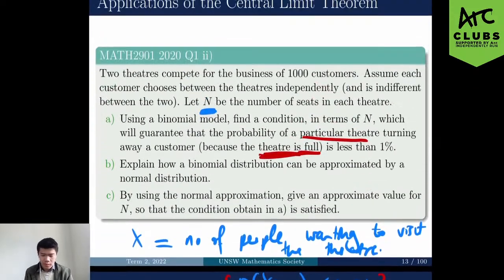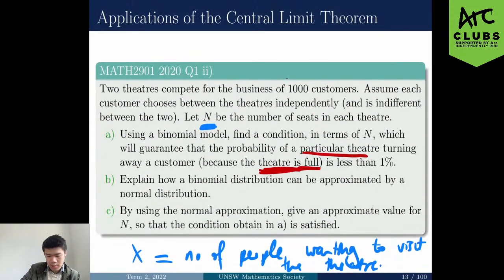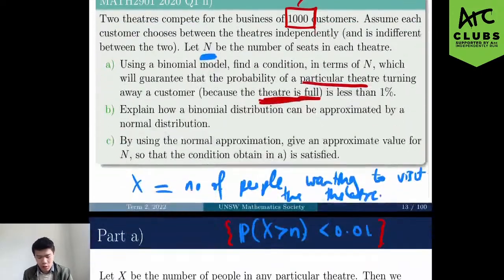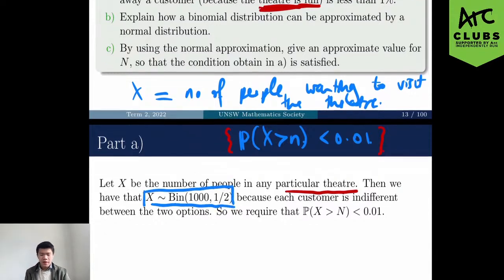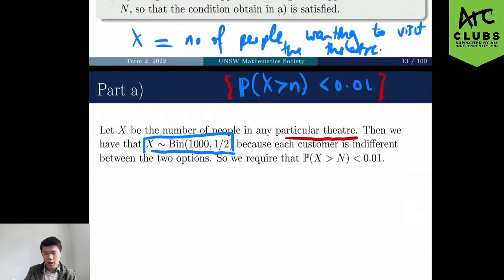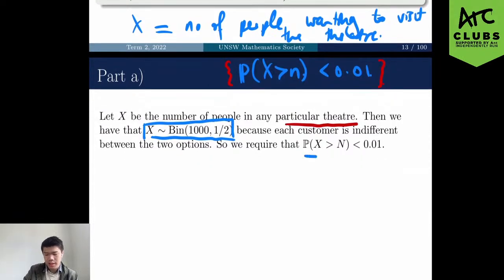First of all, they're competing for the business of 1,000. So 1,000 is our n. We also know that the customer chooses independently and is indifferent. And when a customer is indifferent, it basically means it's just by chance, right? So that means it's going to be binomial, 1,000, a half. So if X has this distribution, we want to require that the probability of X being greater than n is less than 0.01.